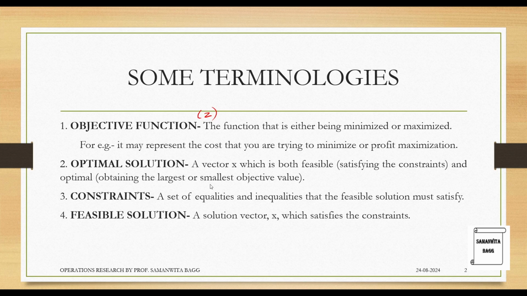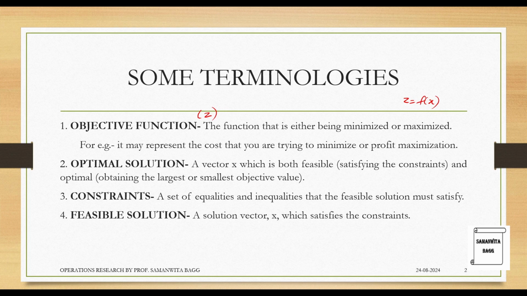Optimal solution: a vector x which is both feasible, satisfying the constraints, and optimal, obtaining the largest or smallest objective value. So the optimal solution is what you want to find in the simplex method, which will be used in the objective function. So your Z will be a function of x.